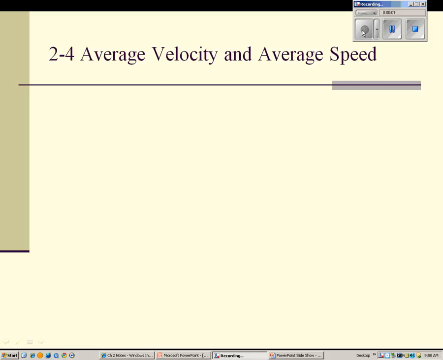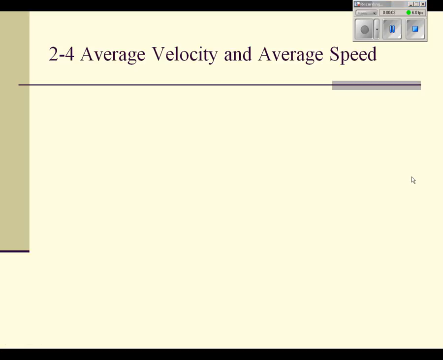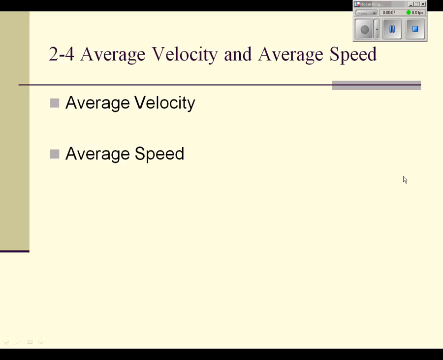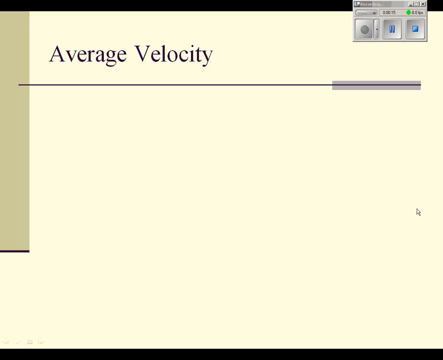This is section 2-4, average velocity and average speed. We're first going to look at average velocity, then we'll look at average speed, and then we're going to study motion graphs and see how to use motion graphs with these two ideas. Let's look at average velocity first.